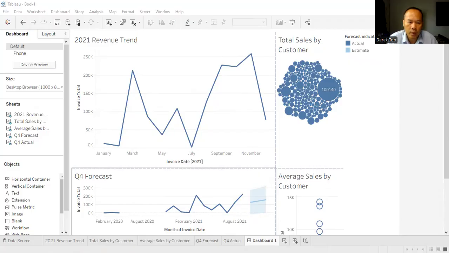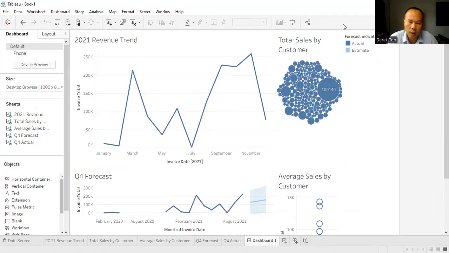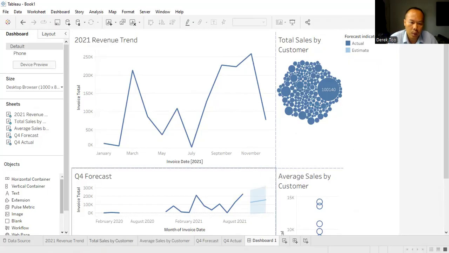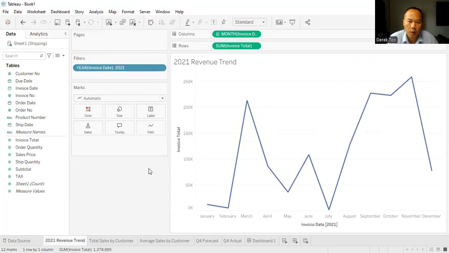I already have the answers in red. The highest sales in 2021 are in March 2021, September 2021, and November 2021. I also copied the dashboards from Tableau onto here. But let's flip over and see the dashboards, and we can analyze and answer that question.